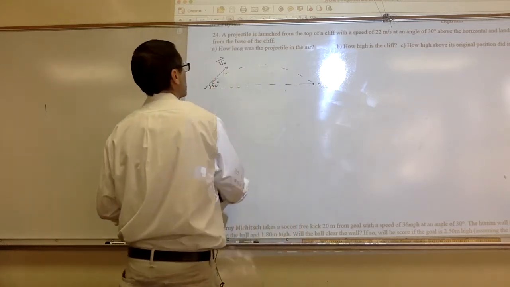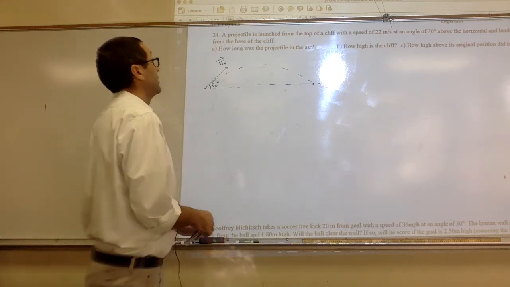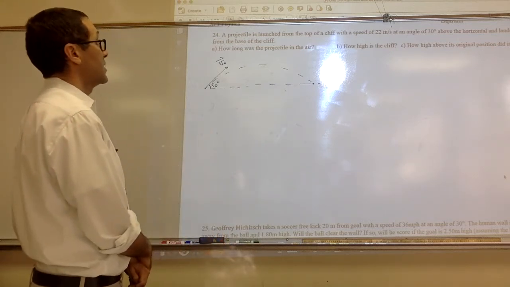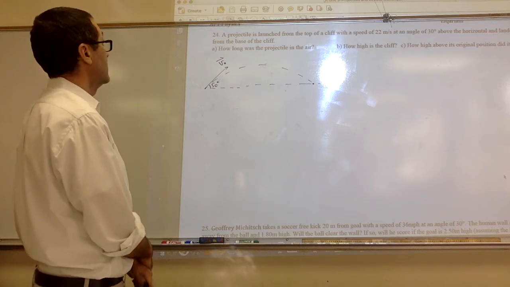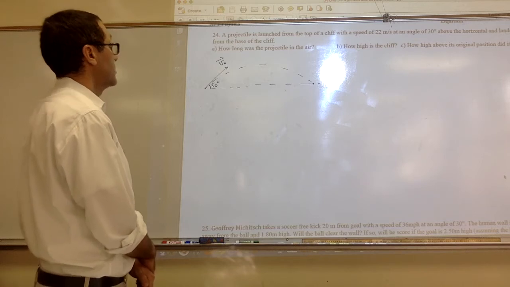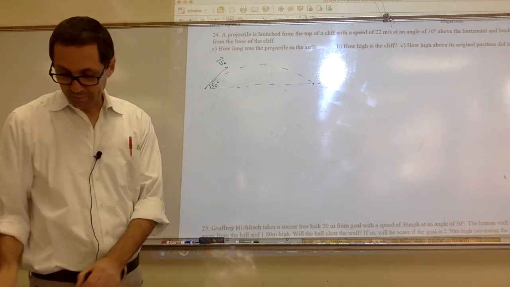Okay. A projectile is launched from the top of a cliff with a speed of 22 meters per second and an angle of 30 degrees above the horizontal, and lands 100 meters from the base of the cliff. How long was the projectile in the air?